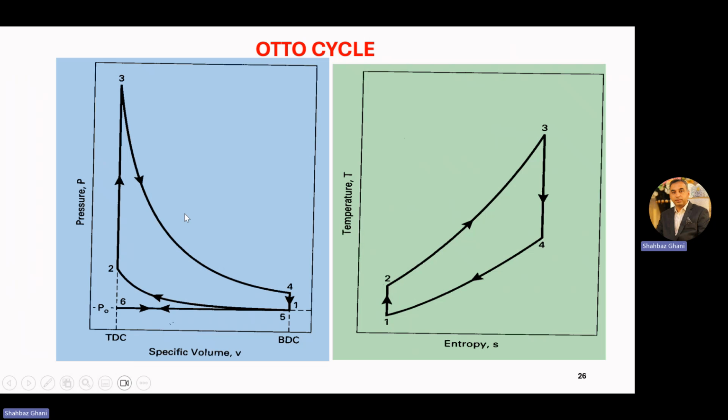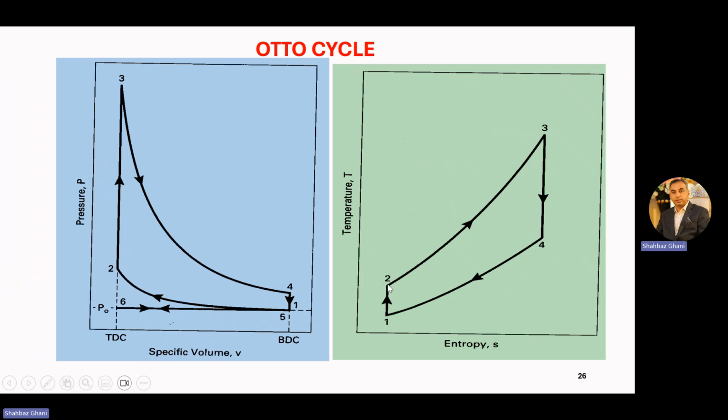Now, on the left side, you have a pressure volume diagram of an Otto cycle, and on the right side in green shade, you have the temperature entropy diagram. At point 1, you have a lower entropy. Point 1 to 2 is, remember, the compression stroke. In compression stroke, your pressure is increasing, your temperature is increasing. So from point 1 to 2, entropy remains the same, but temperature is increasing.